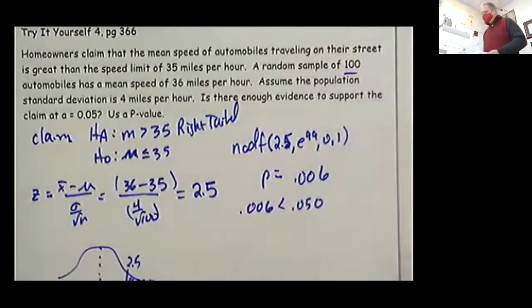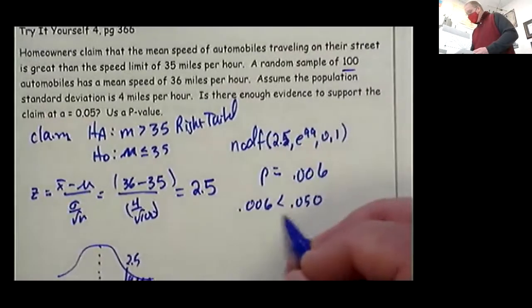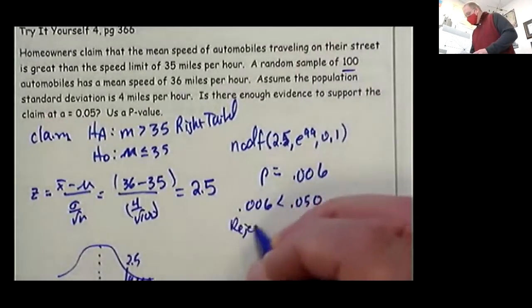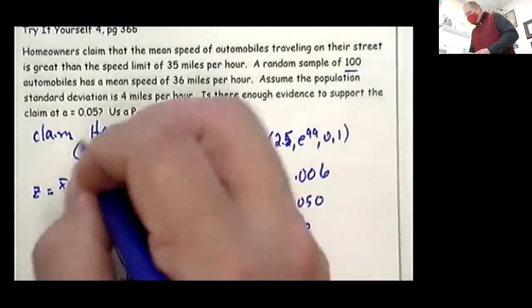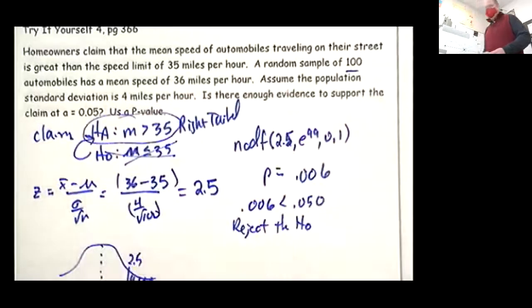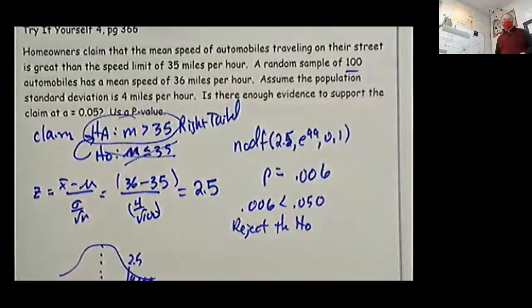Again, we can add a decimal place to help compare the numbers. 6 is definitely smaller than 50, so we are going to reject the null hypothesis in favor of the alternative hypothesis. So that's good for the dads who are out there claiming that cars are racing by the houses too fast.